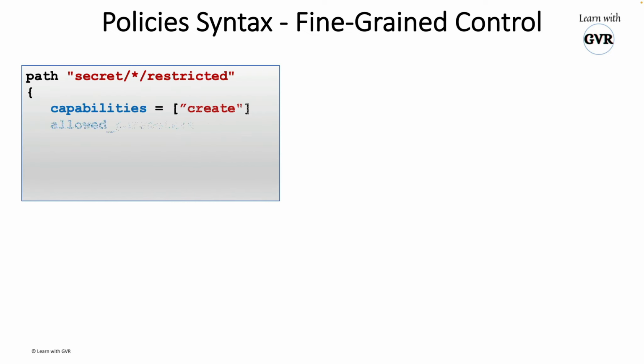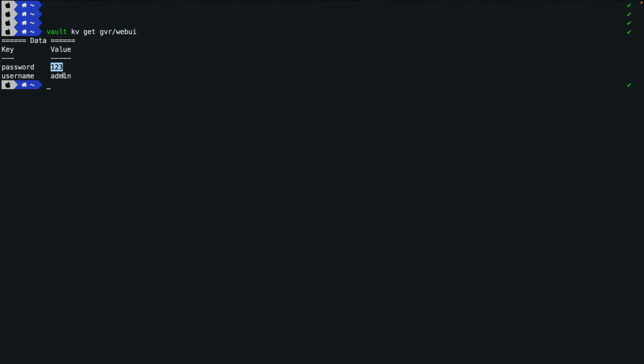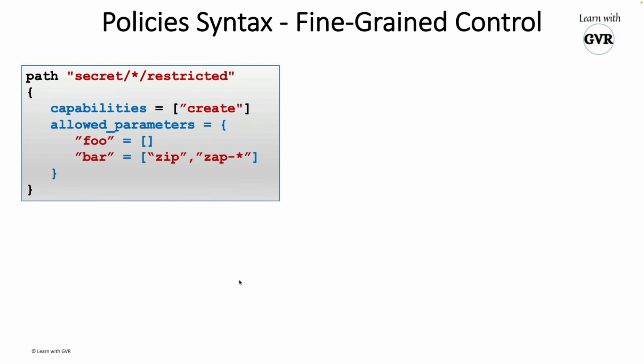Now fine grain control. How do you define fine grain? Same, you define policies along with the capabilities. You will specify allowed parameters, meaning whenever you create a secret, what are the values that are allowed? Zip, zap, hyphen star, or means you can define something like password policies. But in the secrets, see here, I just gave 1 2 3 admin for testing purposes, right?